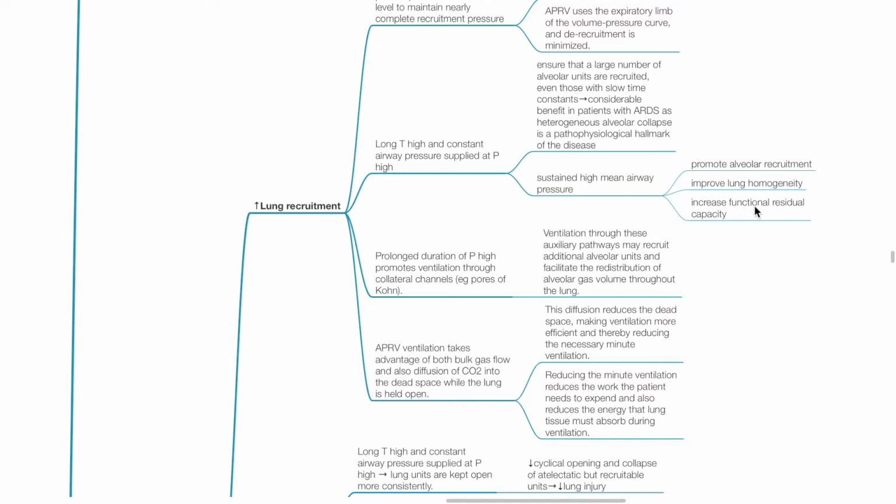APRV ventilation takes advantage of both bulk gas flow and also diffusion of CO2 into the dead space while the lung is held open. This diffusion reduces the dead space, making ventilation more efficient and thereby reducing the necessary minute ventilation. Reducing the minute ventilation reduces the work of the patient needed to expand and also reduces the energy that the lung tissue must absorb during ventilation.